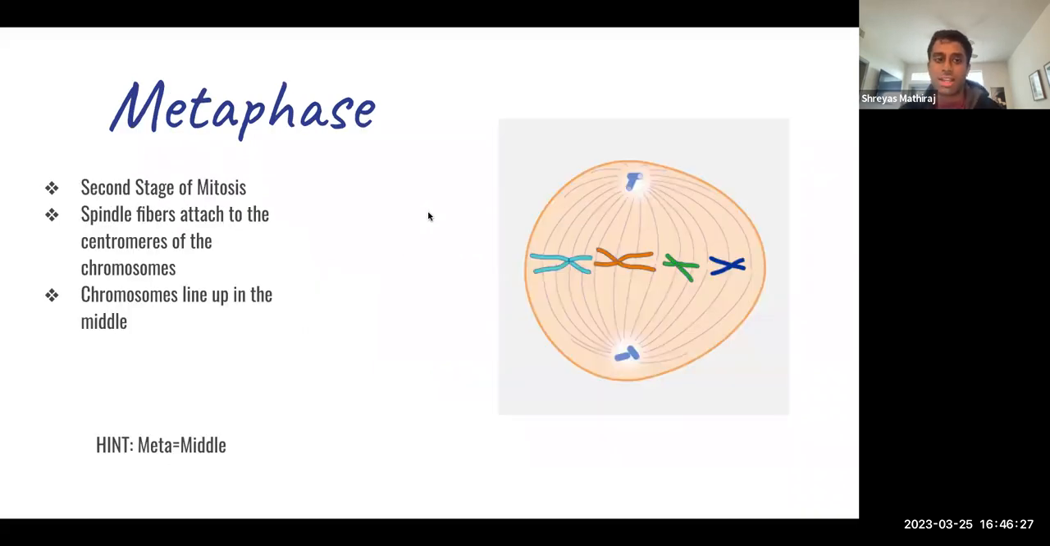So we have metaphase, which is the second stage of mitosis. This is where the spindle fibers will attach to the centromeres of the chromosomes. And this is what causes the chromosomes to line up in the middle.